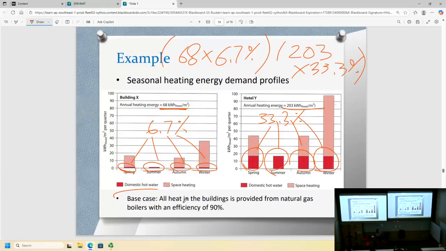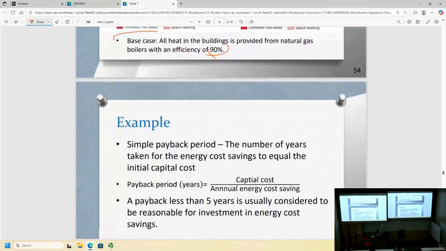And we assume all the heating in the buildings is provided from natural gas boilers with an efficiency of 90%. Okay, we assume all the boilers will have an efficiency of 90%.